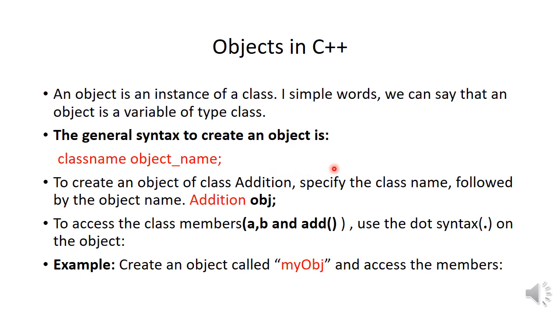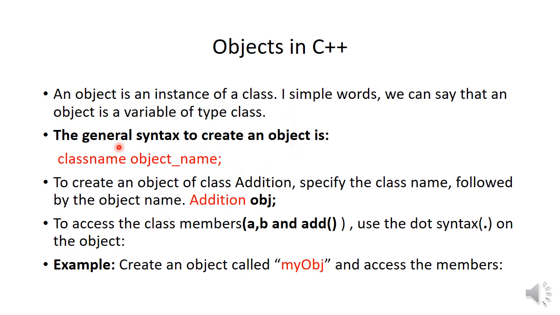Let me explain in detail how we can create objects in C++. So an object is an instance of a class. This means that we create an object after defining a class. So it is an instance of a class. This means that we can say that an object is a variable of the type class, or it is a variable which has been declared by using a new defined data type, which is the class name.